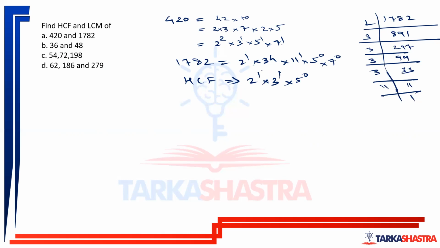And 1 can be multiplied by anything. It will give us the same value. So 7 raised to 0. Here you have 11 raised to 1. Can I write 11 raised to 0 over here? Yes. So 11 raised to 1, 11 raised to 0. The smaller power is 11 raised to 0.